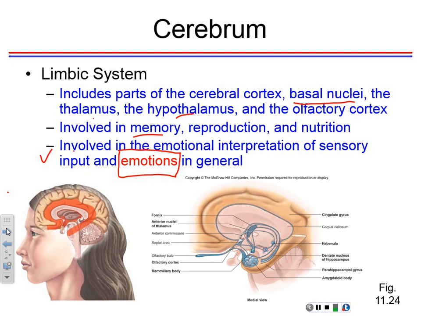So it involves the emotional interpretation of all the sensory information. And then it generates emotions based on that. That's the basic function of the limbic system. But it connects all those structures and what they do. You see all that. All that is the limbic system.